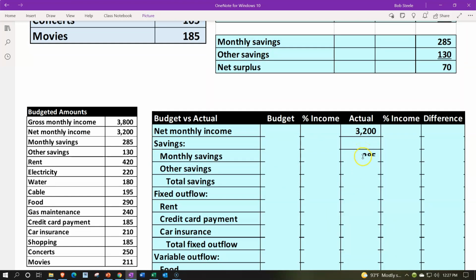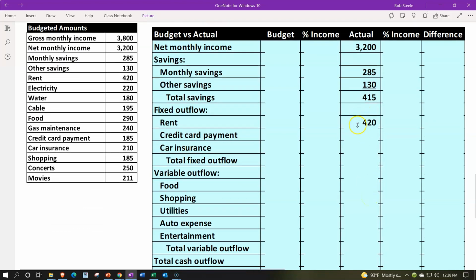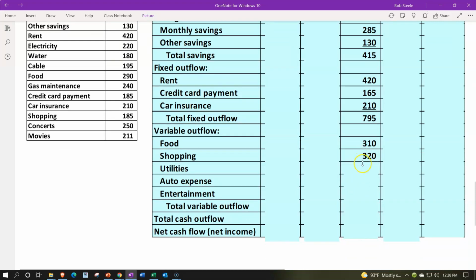So we got the 3,200, we got the savings that we put up top in this case, the 285, the 130 for the total savings of the 415. We had the fixed amounts of the rent, the credit card payments and the car insurance, totaling that up at the $795. And then we have the variable components being the $310 for the food, the shopping, the $320, the $620 for the auto, entertainment, and so on. That added up for the total variable of the $1,920.